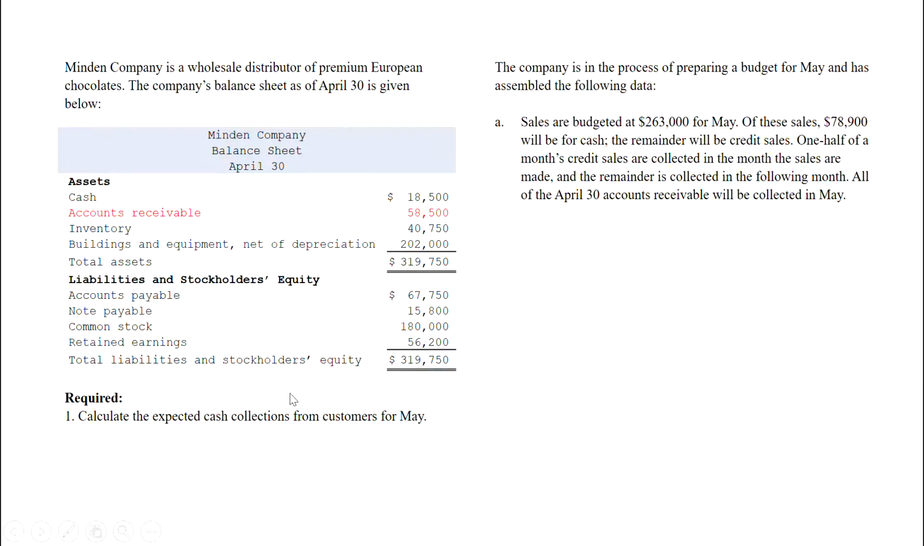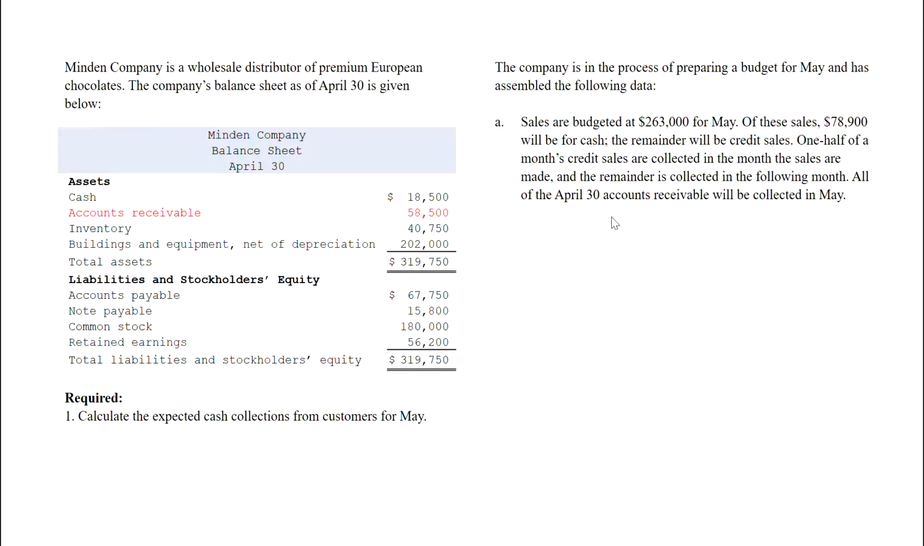I will point out before we start moving on that the balance sheet information that we're presented here is as of the end of April. Keep in mind, we need to project for May, but this is as of the end of April. So since we're talking about cash collections from customers, we assume that this would be related to sales. And I've got a point here related to sales.